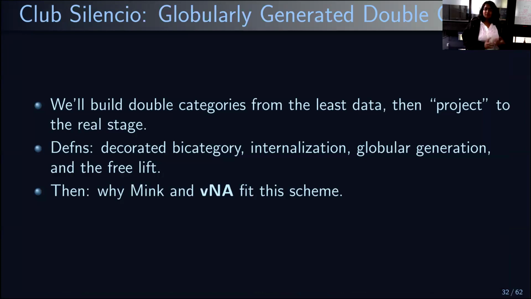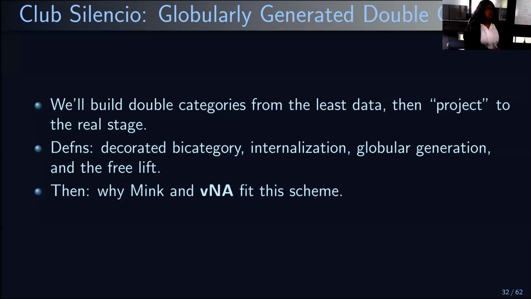Anyway, so now I'm going to introduce this new concept called globularly generated double categories. This basically is a way of taking the data and making something that has all of the machinery out of it. So if you consider the minimum data in Club Silencio, it would probably be the recording, and making it into a full-on stage performance.